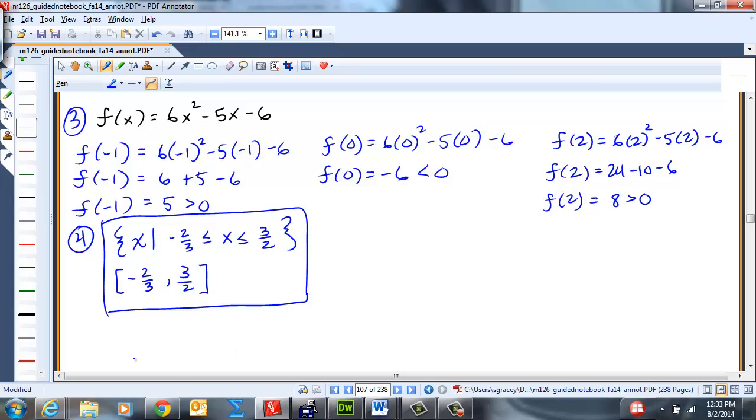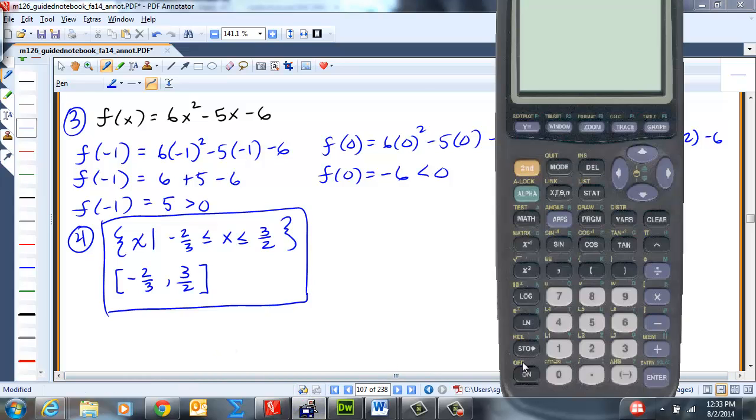Okay? So again, coming over here and putting in our function, this one is 6 times x squared minus 5 times x minus 6. Graph. And actually, let's just zoom standard and see what that looks like.